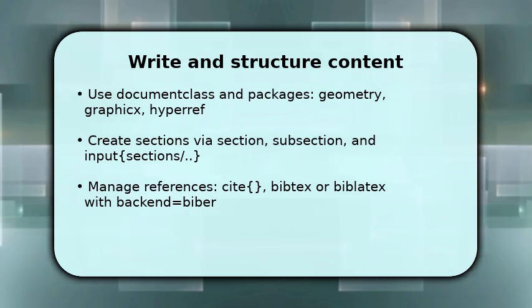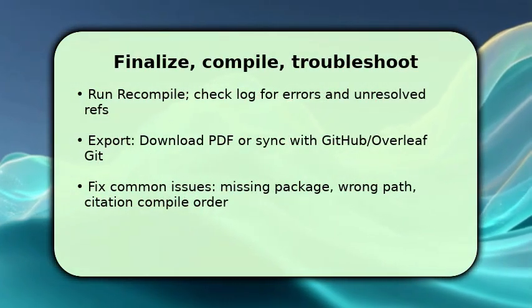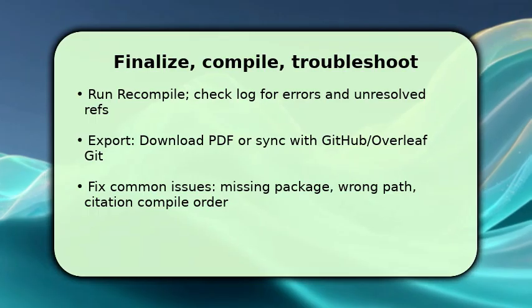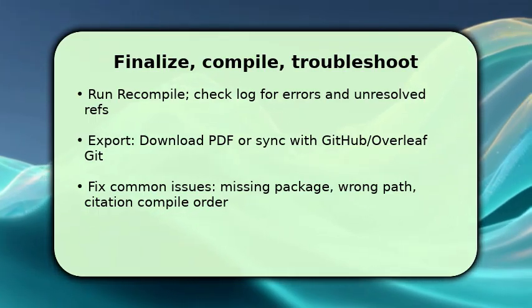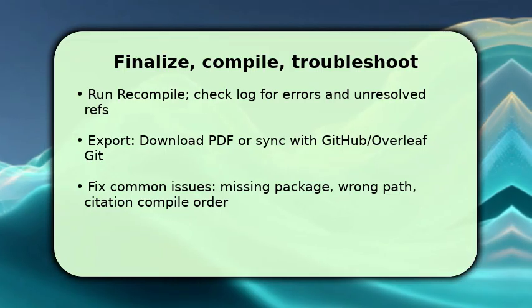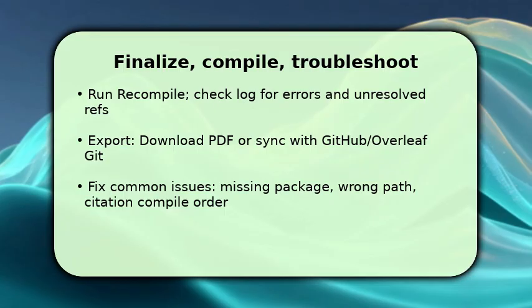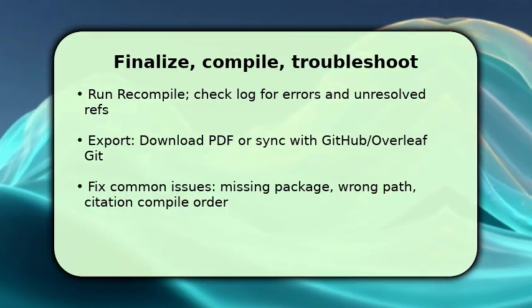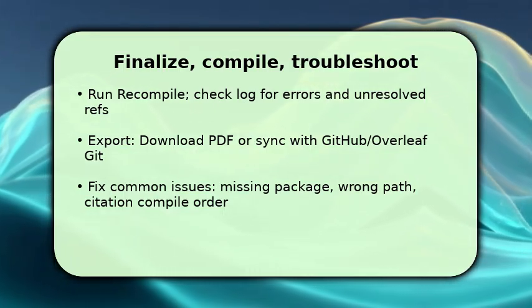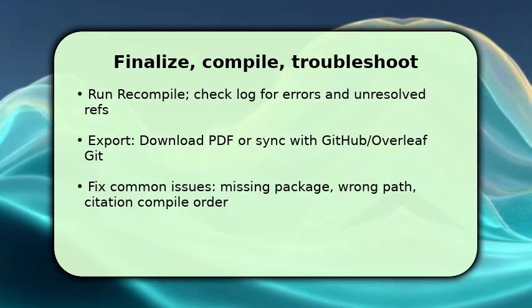You finish by recompiling and reviewing the PDF visually, confirming equations, figures, and page breaks look right. Once done, inspect the compile log for warnings and fix undefined references by rerunning bibliography tools in the correct order. Make sure image paths are relative and packages are installed. Switch compiler if font issues appear.